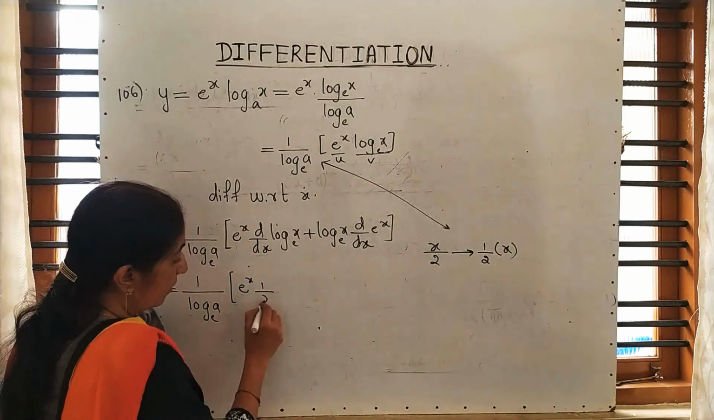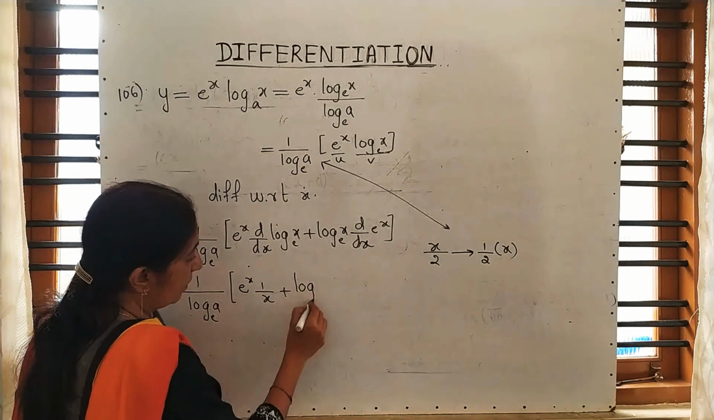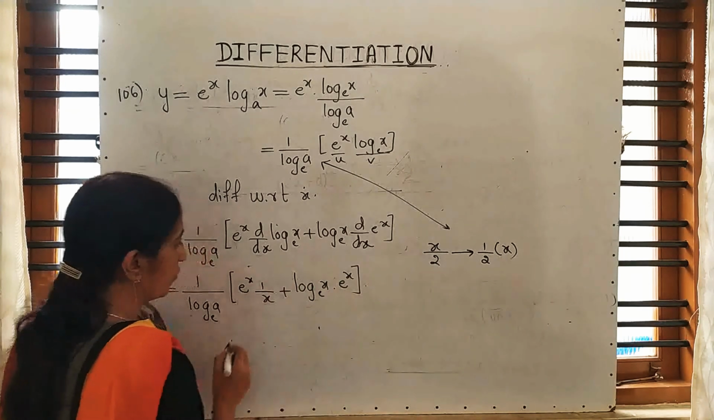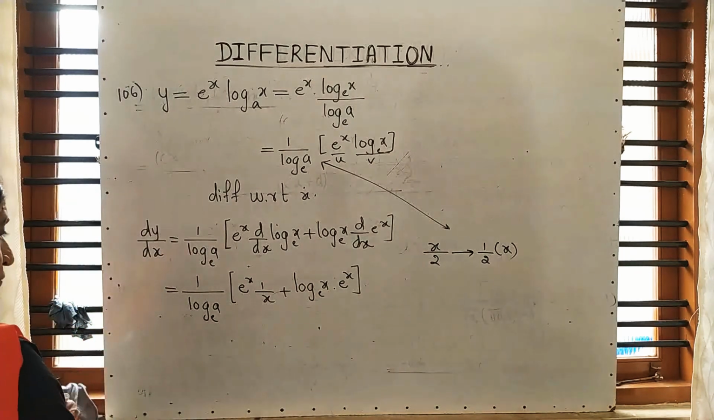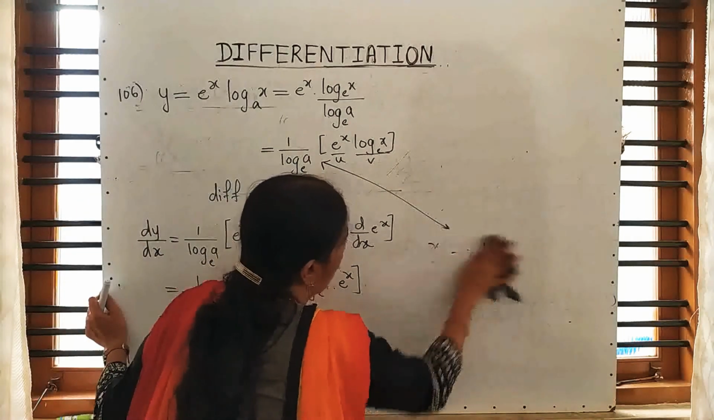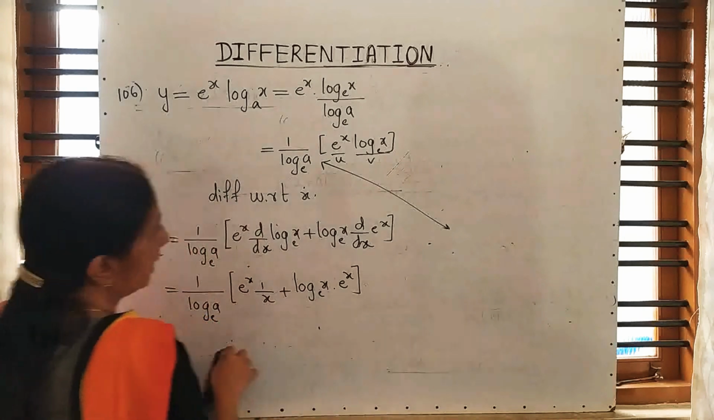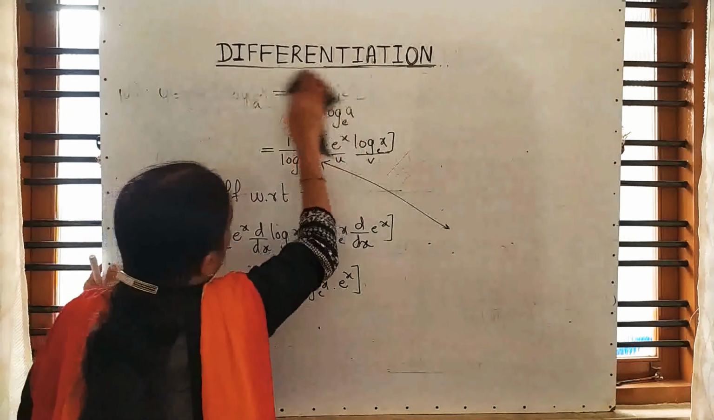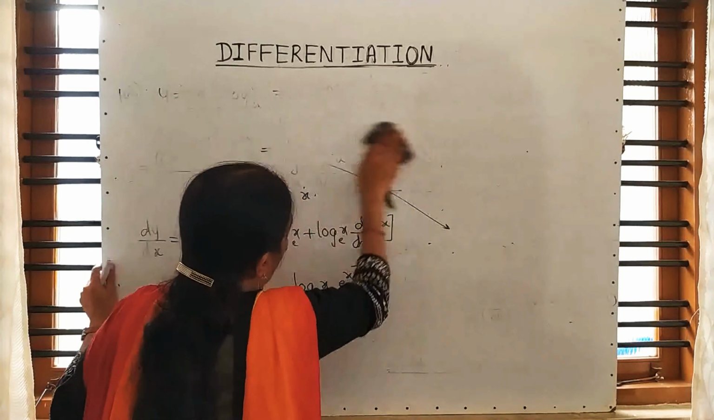Differentiation of log x is 1 by x, plus log x to the base e. And what is the differentiation of e raised to x? Differentiation of e raised to x will be e raised to x. If you want, you can stop here or you can take e raised to x common. Only that possibility is there. Further simplification is not possible. Only you can take e raised to x common.